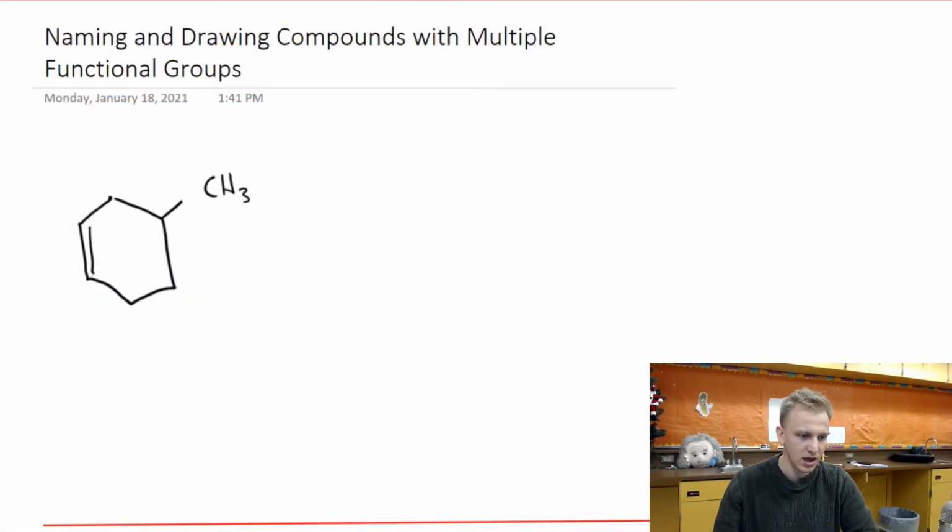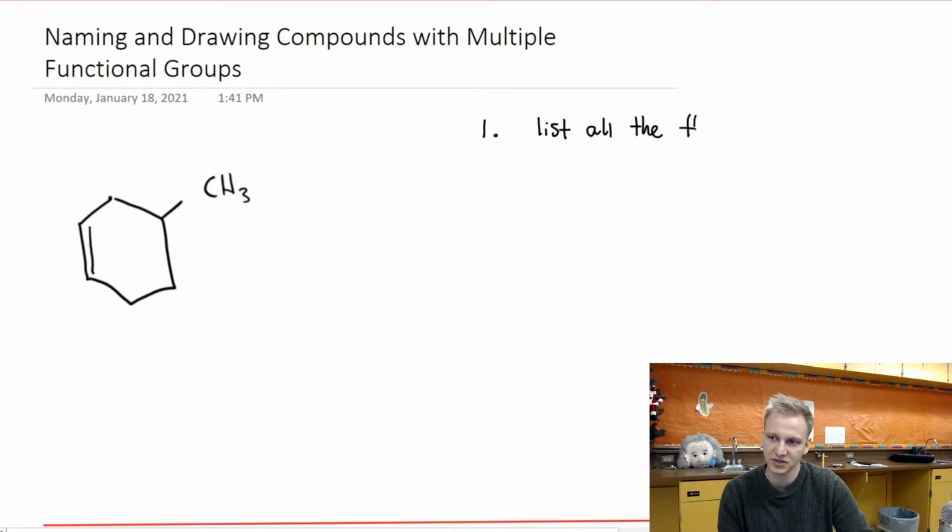Boom, there you go. So we're going to look at this first molecule here. Now, whenever I'm looking at drawing or naming a compound with multiple functional groups, I always look at a couple things. One is to list all the things. That's my first step, is always to list what stuff I have that I need to be concerned with. Number two is always to number the carbon chain.